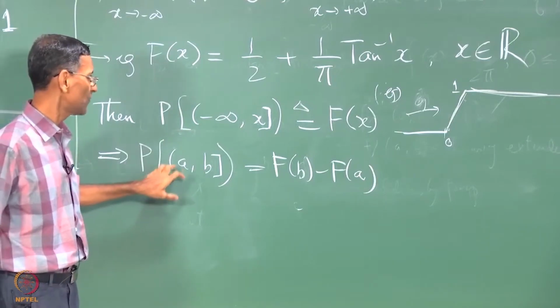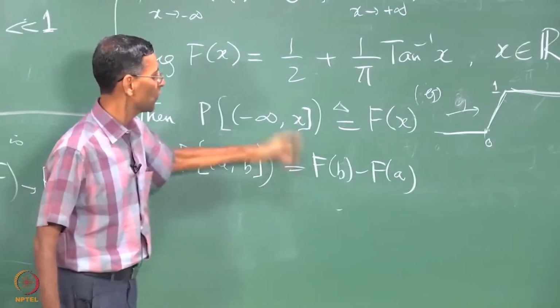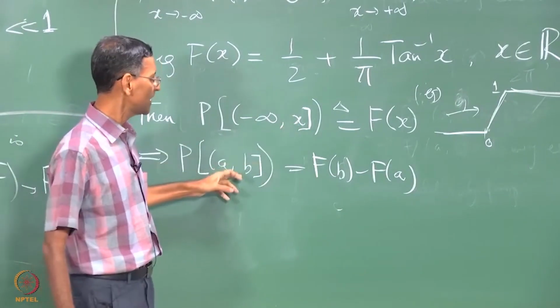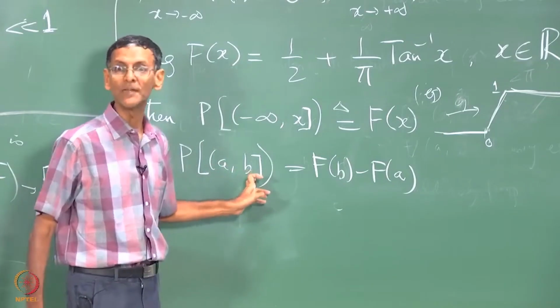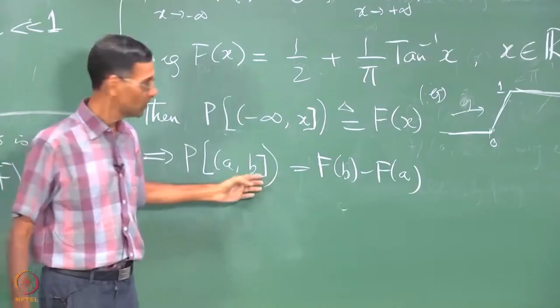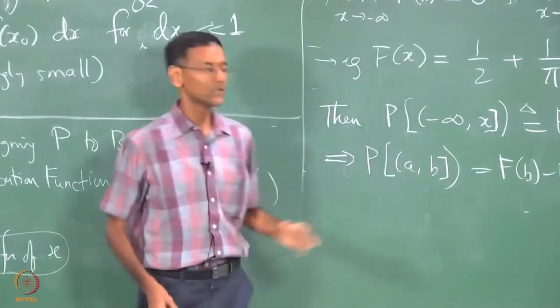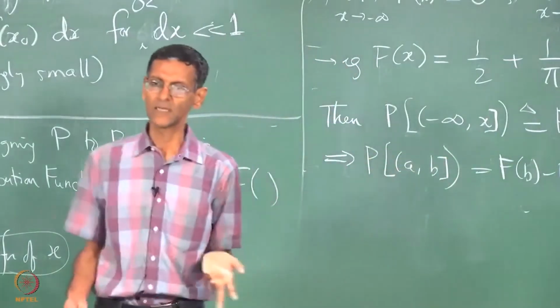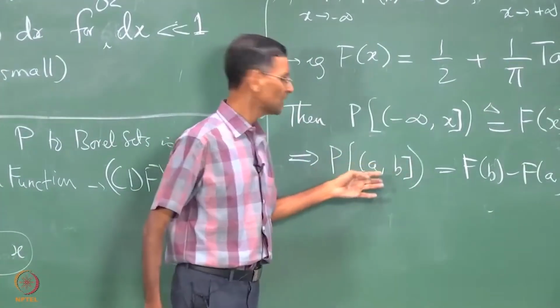The probability of this interval, open at this end a, closed at this end b. So how does this follow from this? Because this is the union of minus infinity to a, including a, and a, not including a, to b, including b. Those are disjoint. So that will be f of b, this will be f of a. It's clear that it has to follow, as this is the union of two disjoint events, as obvious from the construction.